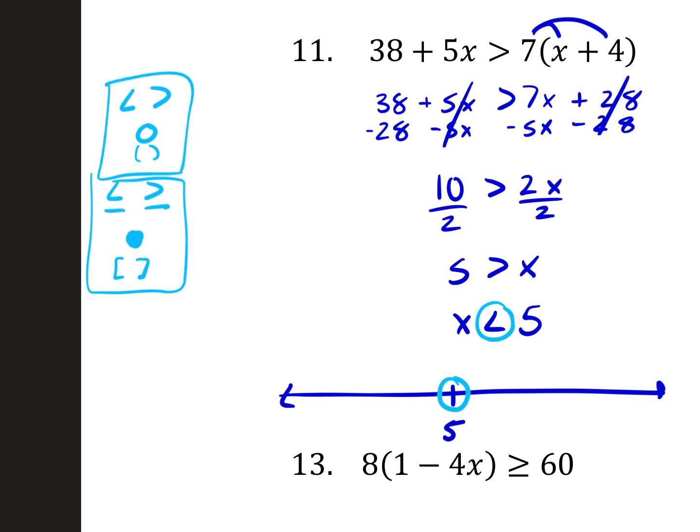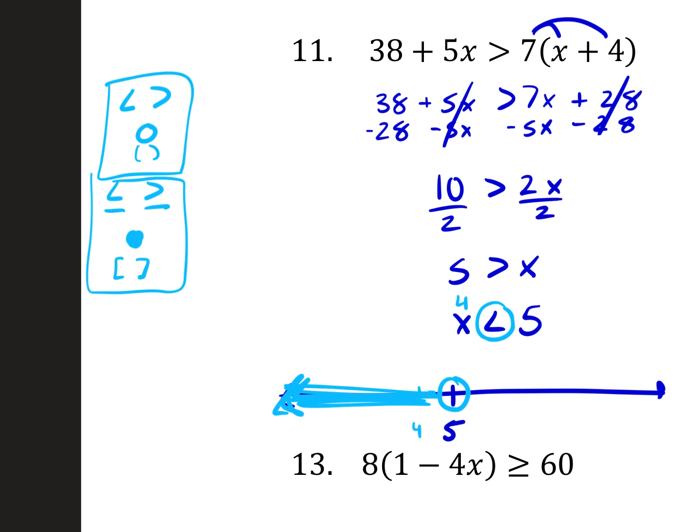So now, which direction do I need to color? What am I talking about? Values that are less than 5. So it's going to go to the left. We're talking about numbers less than 5. If you wanted to, plug in a number and see what makes sense. Plug in something less than 5. 4 is less than 5, so that's true. So I'm going to color in the direction of 4. So that's half of our answer.